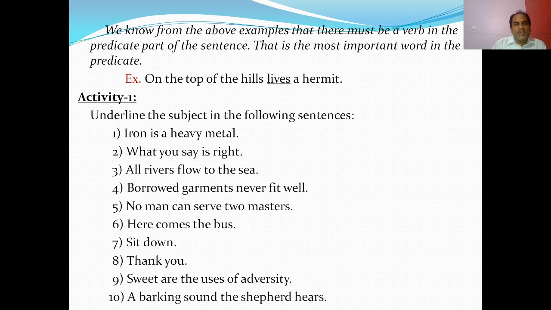And what is the predicate? On the top of the hills lives the predicate. And what is the verb? Lives is the verb, and that is the finite verb. So we know the verb is the most important word in the predicate part of the sentence. Okay. So I think you are clear what is subject, what is predicate.